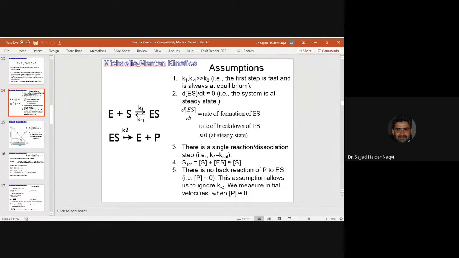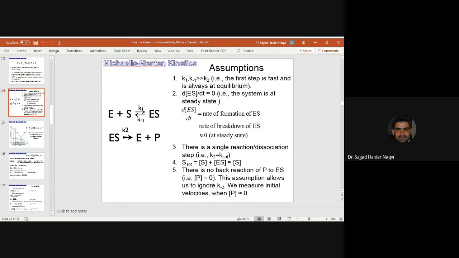So the assumptions that we have made in the Michaelis-Menten kinetics were, the first step, which is the formation of enzyme substrate complex, is fast and is always at equilibrium. So we can say that the K1 and K minus 1 are far greater than the K2. K2 was the rate constant for the formation of the product, if you remember.